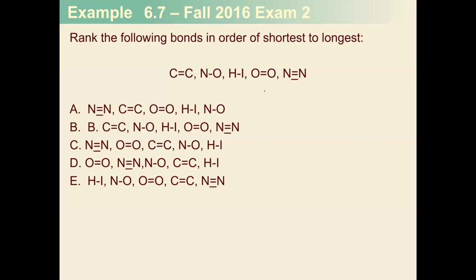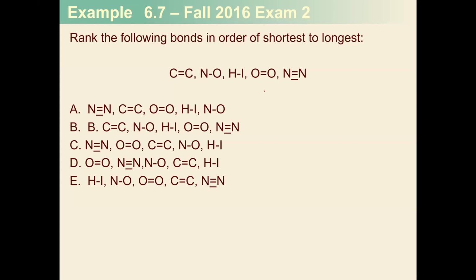So let's rank the following bonds in order from shortest to longest. As you can see here, I have the carbon-carbon double bond, the NO single bond, the HI single bond, the OO double bond, and finally the nitrogen-nitrogen triple bond.